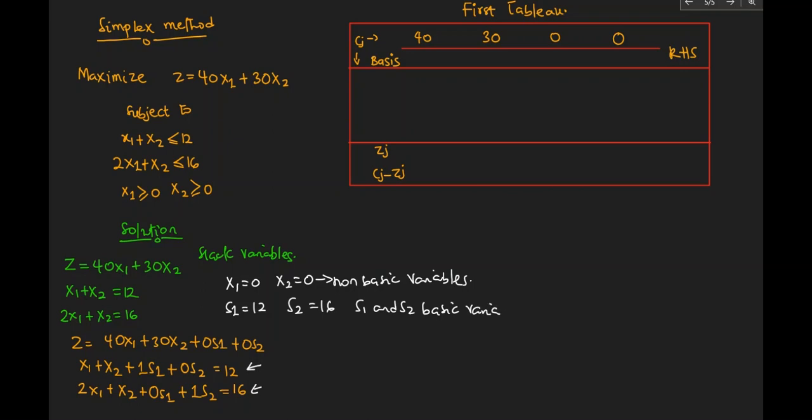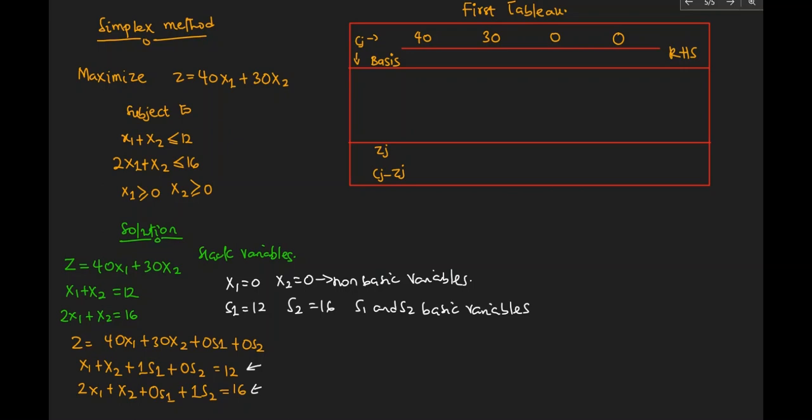One thing you have to know is that anytime you equate a variable to 0, we call it non-basic, and those that are not 0, which are s1 and s2, become the basic variables. That's after making x1 and x2 0 and then solving the two constraint equations for s1 and s2. So now let's go to the table.